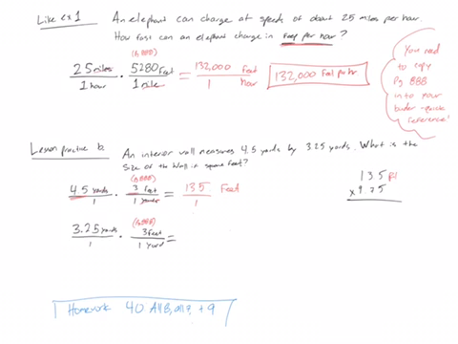And then multiplying the second one, I'm going to say 3.25 times 3, which is going to give me 9.75. Again, my yards will reduce with each other, over 1 times 1, and then the only thing that's left is my feet. So I'm going to have 9.75 feet.